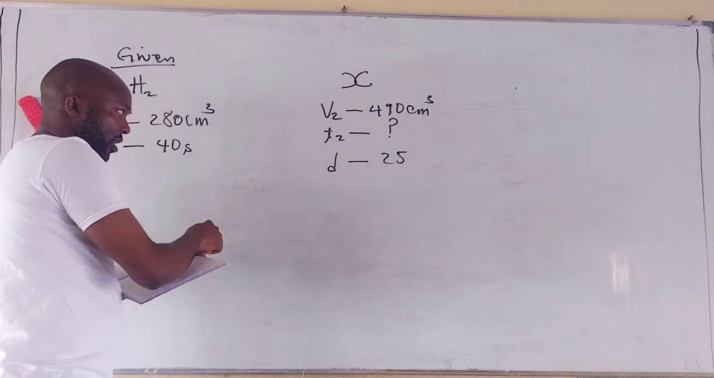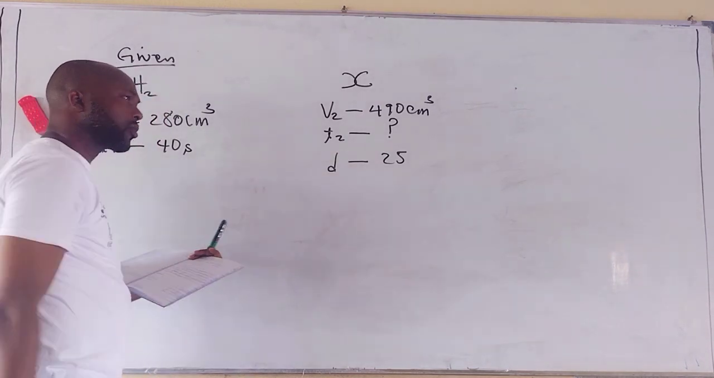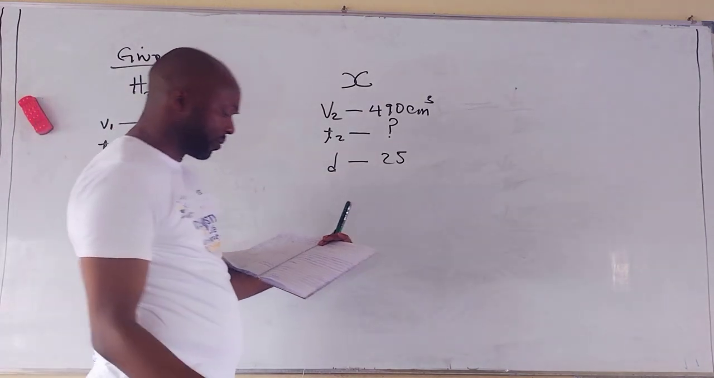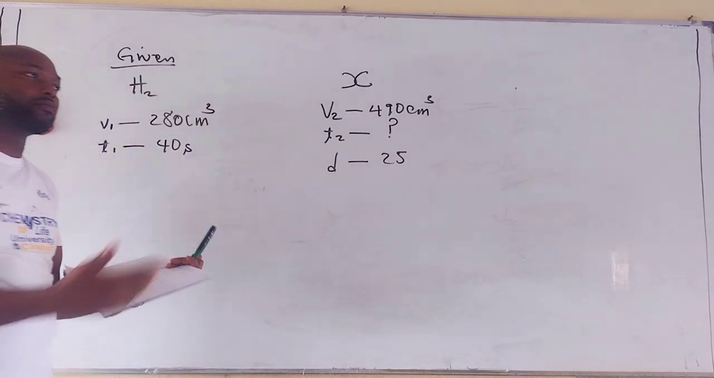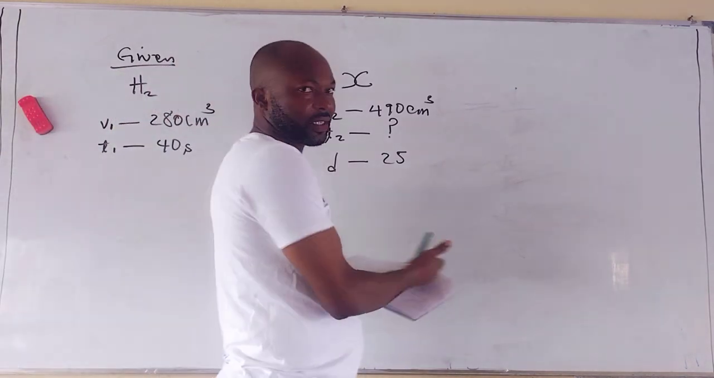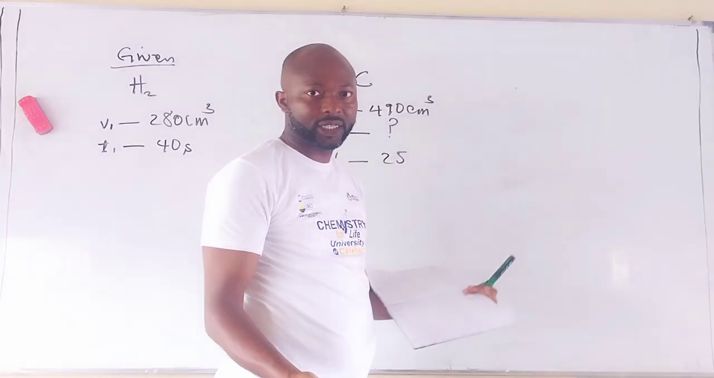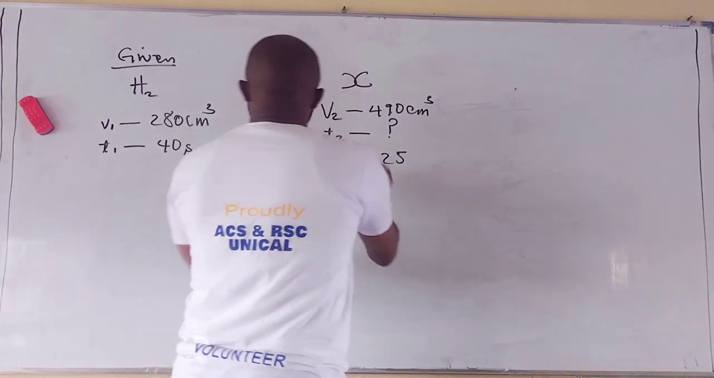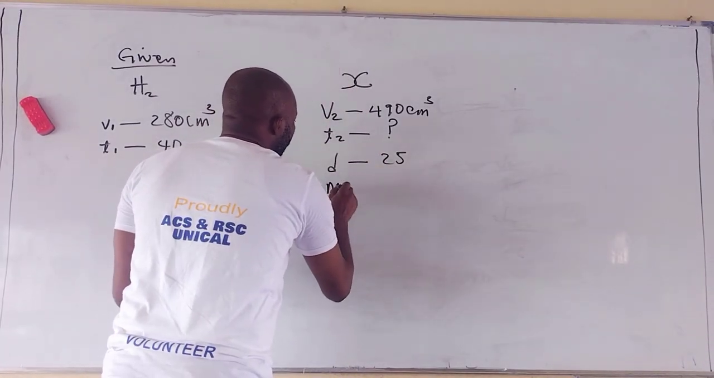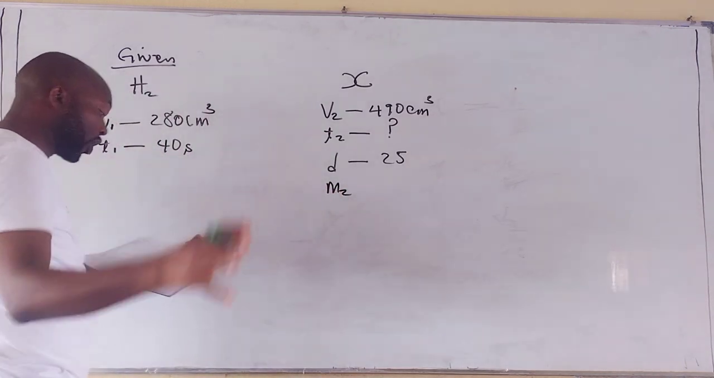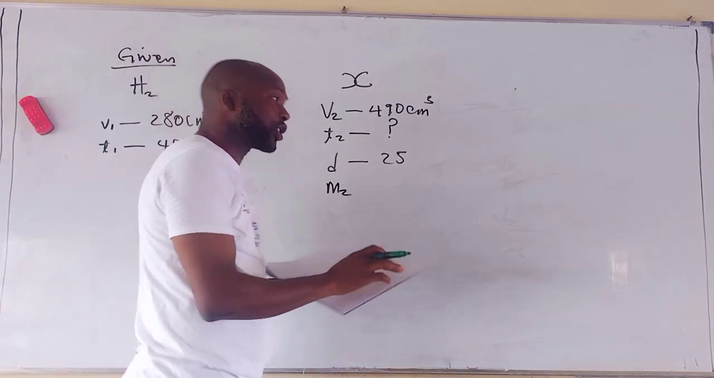Now, we know too well that the relative molecular mass of a gas is 2 times its vapor density. So let's say this will be M2, but in the question they give us the relative molecular mass of hydrogen to be 2.